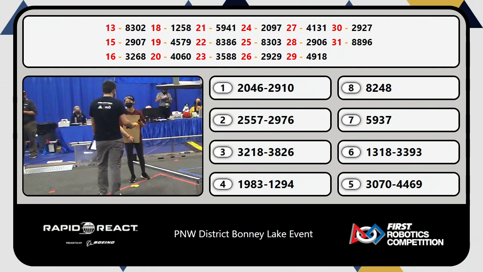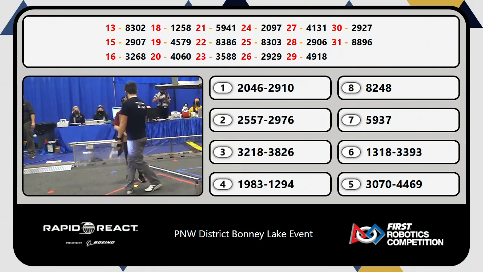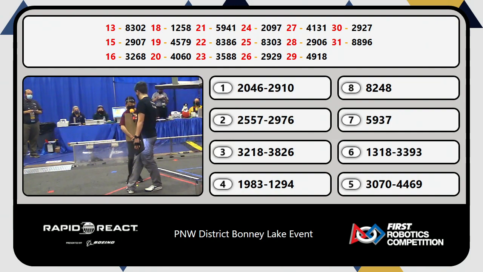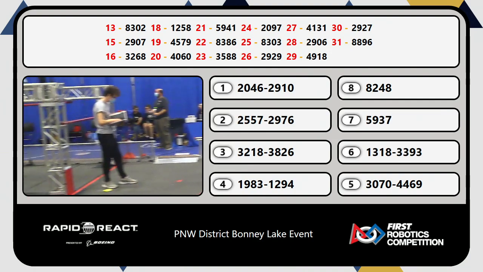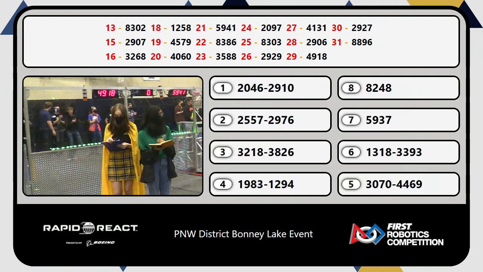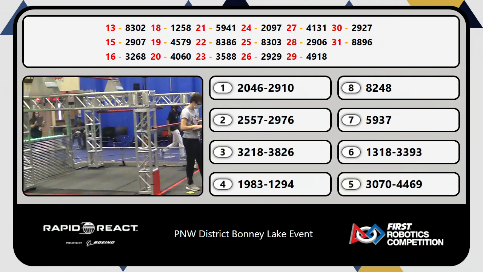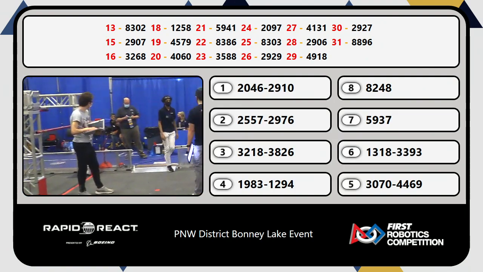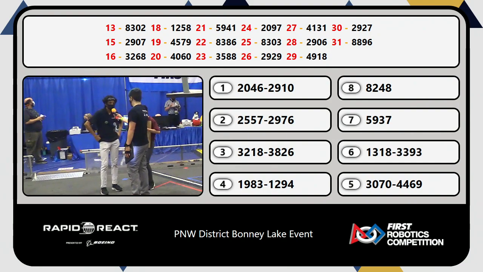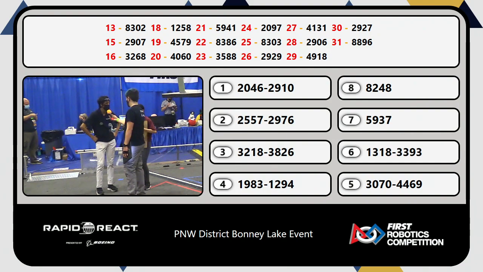Now your seventh alliance captain, who would you like to invite? Team 5937 would like to invite Team 4131 to our alliance. 4131, come to the field. From Liberty High School in Renton, the Iron Patriots. Team 4131 would like to accept your gracious offer.